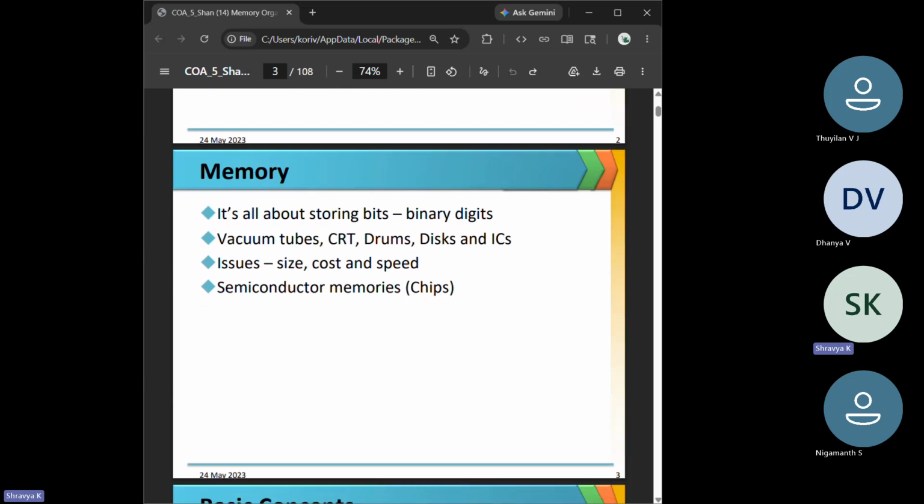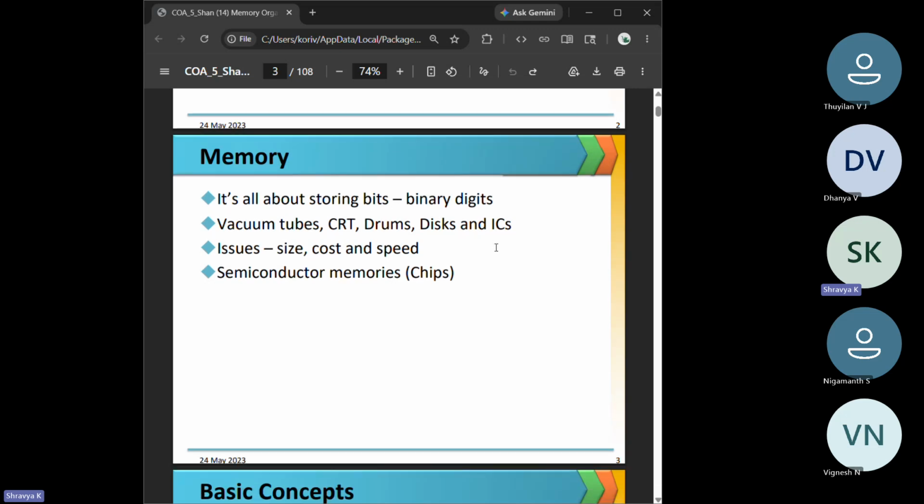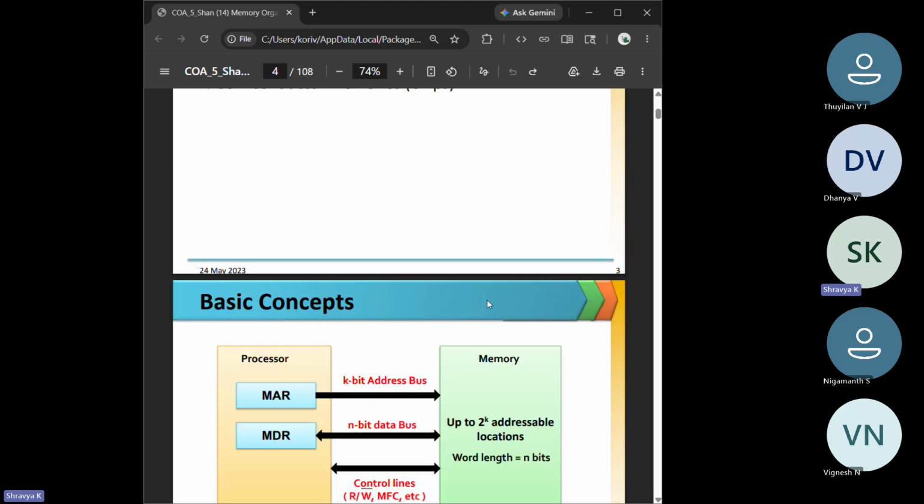Memory is all about storing bits, ones and zeros. It's about binary digits, and we've come a long way from using vacuum tubes, CRTs, and other methods to where we are now. There's a balancing act we always need to maintain between size, cost, and speed when it comes to memory, because generally what is more expensive has greater performance, and what is cheap has lower performance. So we need to keep a proper balance of all three. That is what this chapter is going to be about.